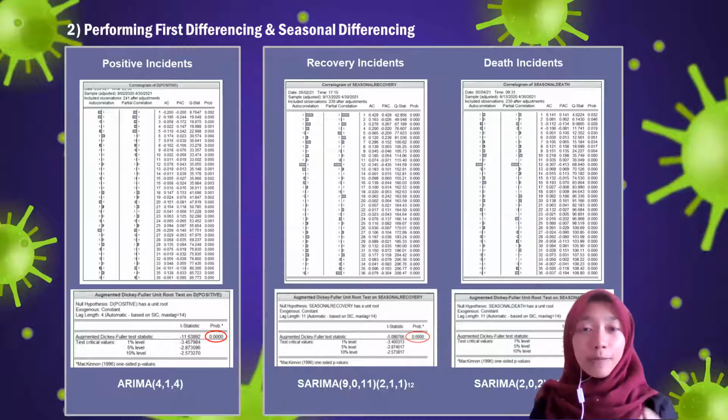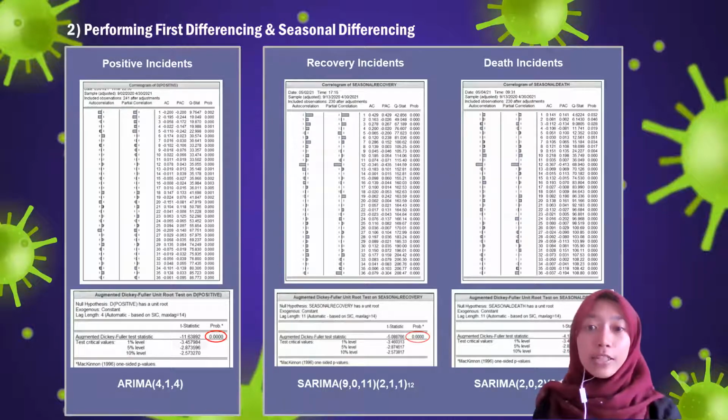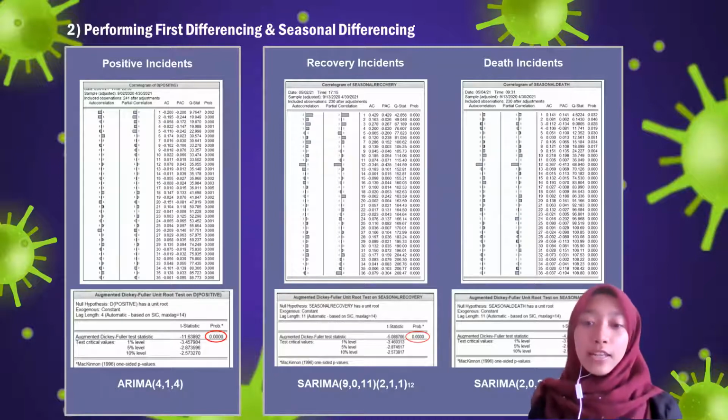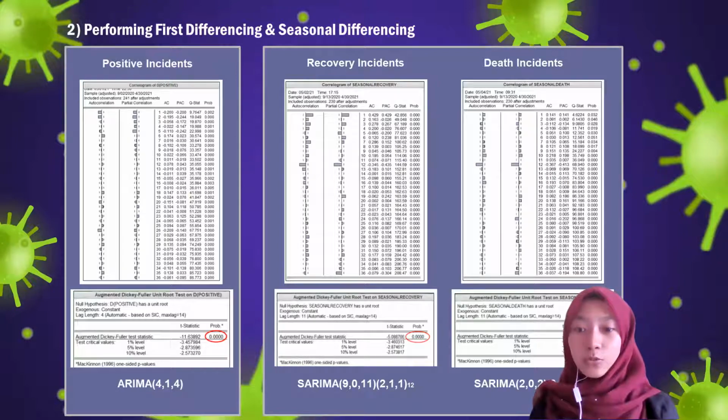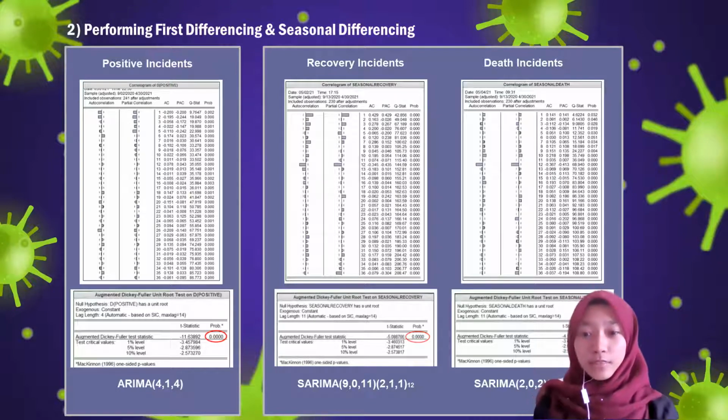From the correlogram, estimation of possible parameters can be made by looking at the number of lags and significant spikes in ACF and PACF to determine the order of AR, MA, SAR, and SMA. So for the positive incidents, we get ARIMA 414, recovery incidents, SARIMA 9011 211, and death incidents, SARIMA 202312.